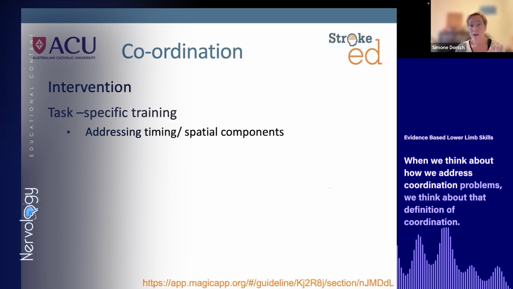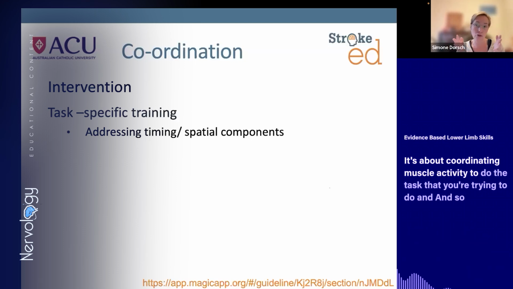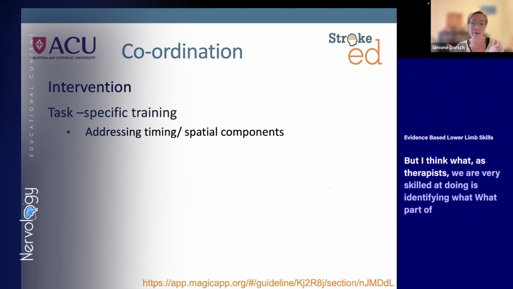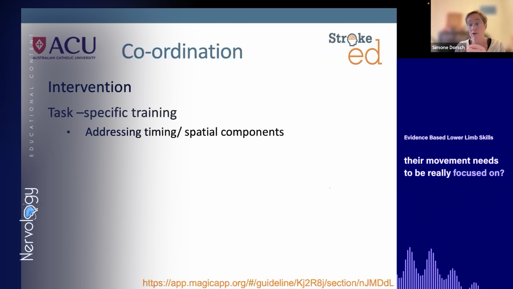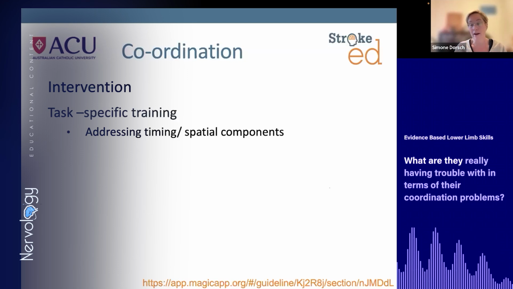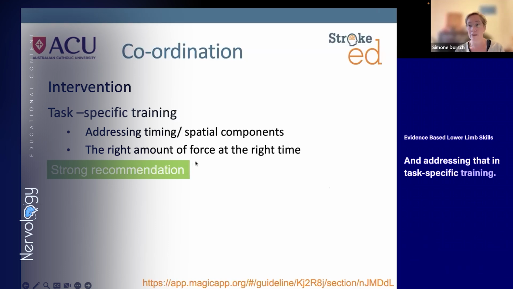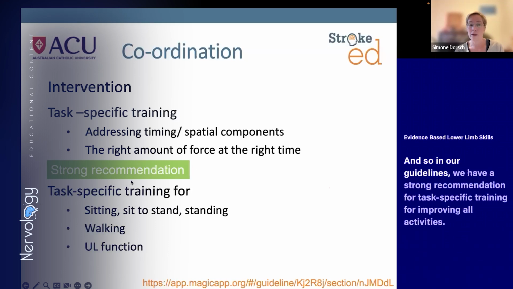When we think about how we address coordination problems, we think about that definition of coordination. It's about coordinating muscle activity to do the task that you're trying to do. And so we need to do task-specific practice to improve people's coordination. But I think what, as therapists, we are very skilled at doing is identifying what part of their movement needs to be really focused on. What are they really having trouble with in terms of their coordination problems, and addressing that in task-specific training. And so in our guidelines, we have a strong recommendation for task-specific training for improving all activities.